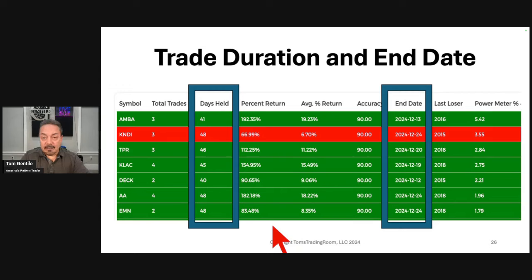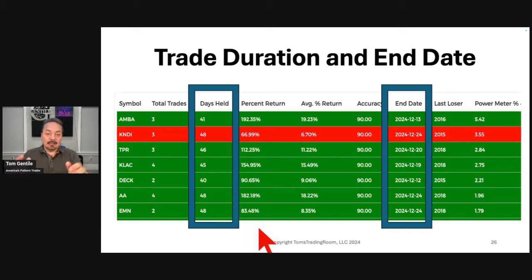So when I'm putting together a pattern for a stock, and it's a seasonal pattern, the first thing I look at is how many days is the pattern and when does it end? I know it starts today when I'm looking at today's data, but how long is it going to be on for and when does it end?